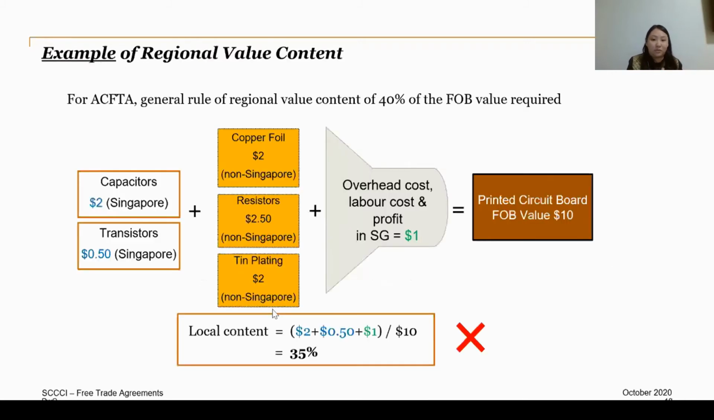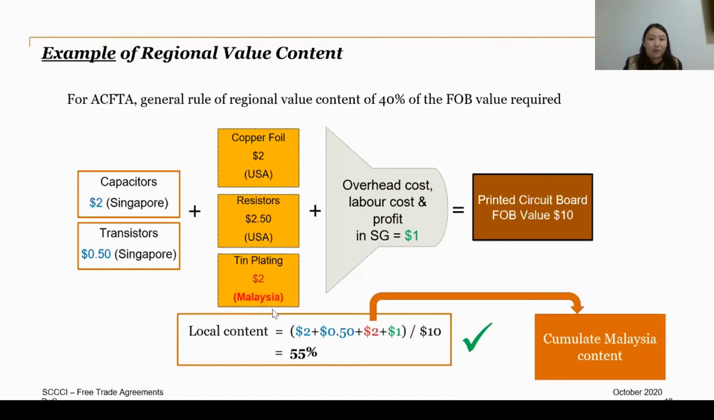So just now, remember our example where we didn't meet the rule of origin, right? Where we fell short a little bit at 35%. But what happens here, my templating actually comes from Malaysia. Just now I said non-Singapore, now I've put in USA, Malaysia, and we're trying to export it to China. Suddenly the templating comes from Malaysia.